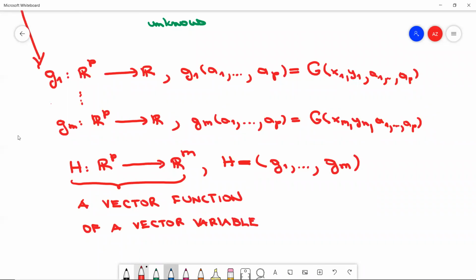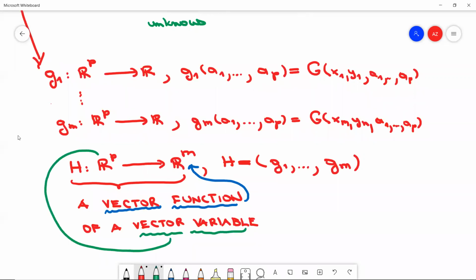This vector function refers to the codomain, which is R to the power of m. So the codomain of h are vectors, and this vector variable refers to the domain. So the domain is not real numbers, but tuples of real numbers, so vectors. That's why we call h a vector function of a vector variable.